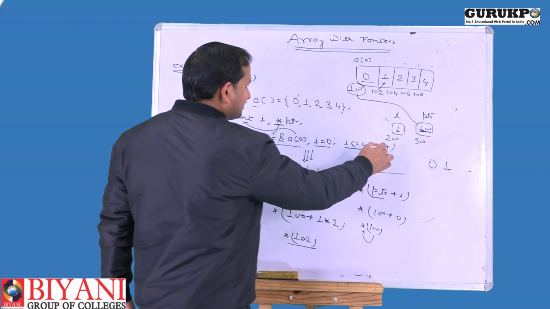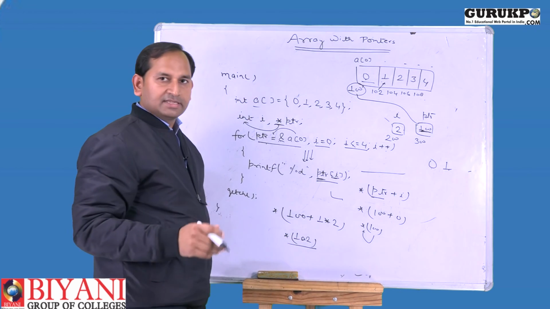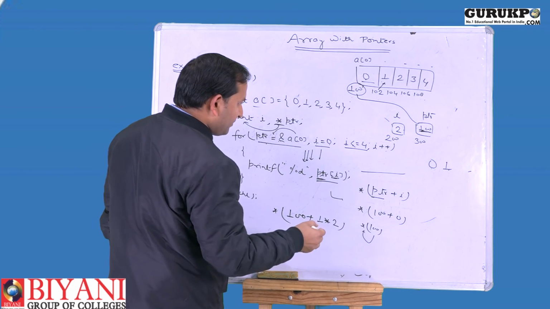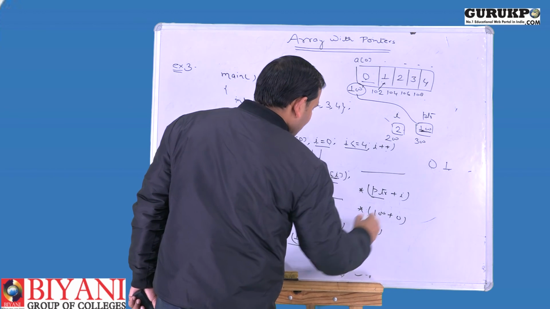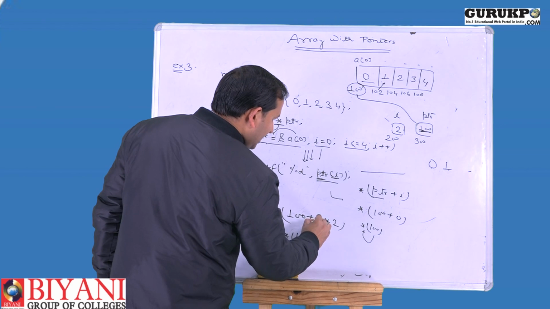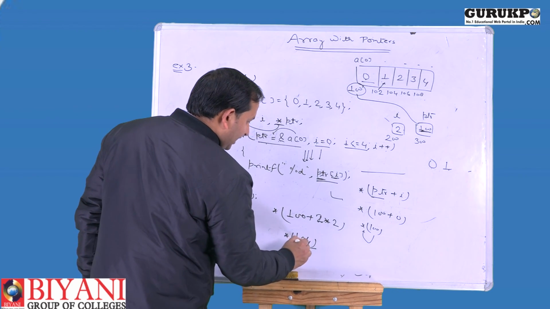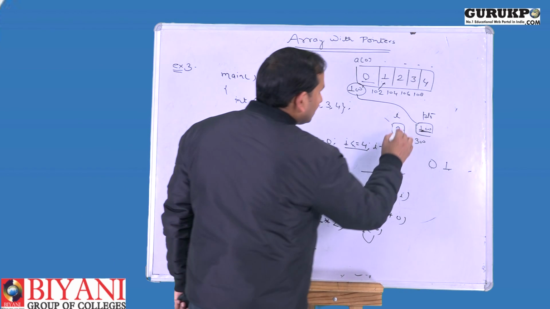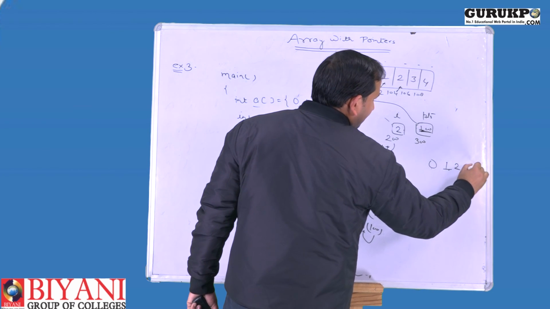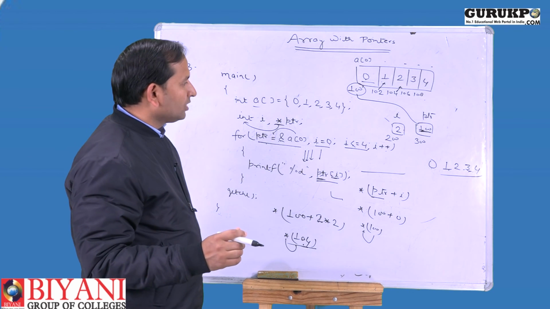Next time the value of I becomes 2, and 2 is less than or equal to 4, so the condition is again satisfied. PTR of I, this time PTR is 100 once again, I is 2, this time 2 into 2, that is 104, and the value at this 104 is 2. Similarly, it will print 3 and 4. So the output of this program is 0, 1, 2, 3, 4.